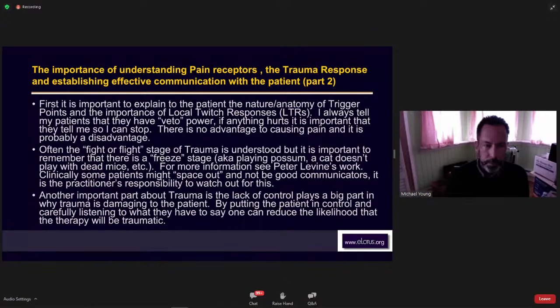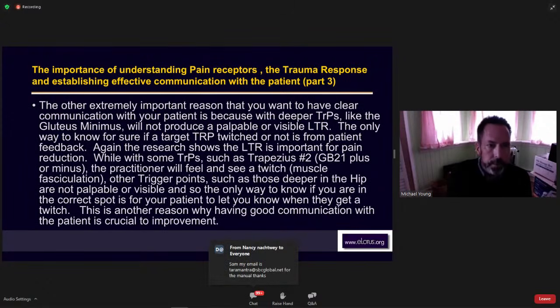And so working with someone who had a definite PTSD history helped me understand that giving the patient control is really the best thing we can do to make it less traumatic. And so often the fight or flight stage of trauma is understood. I talked about some people space out. Another important part about trauma, the control, I think we talked about that. So the importance of understanding pain receptors.